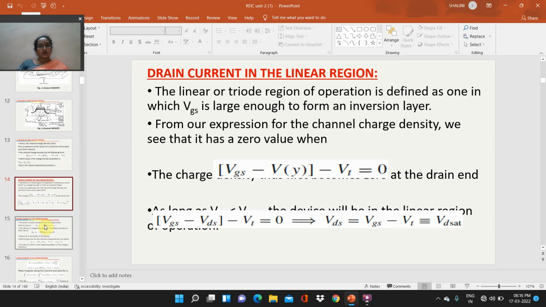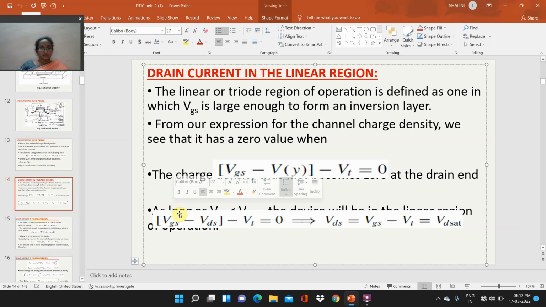The linear or triode region of operation is defined as one in which VGS is large enough to form an inversion layer. From our expression for the channel charge density, we see that it has a zero value when VGS - V(y) - Vt is equal to 0. At the drain end, VGS - Vt is equal to 0, that is, VDS is equal to VGS - Vt.